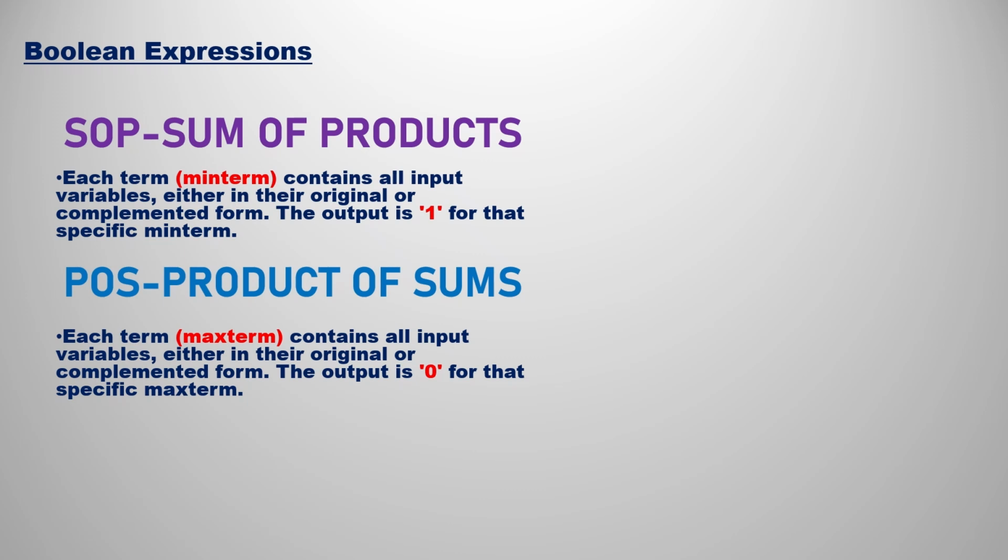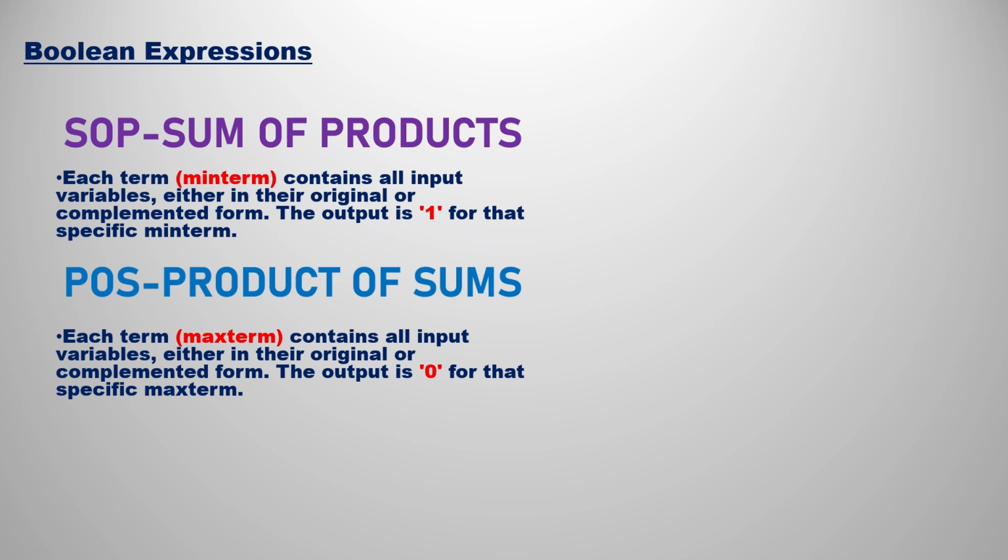Before understanding SOP and POS directly with the help of truth tables, let's see the definition first. The definition of SOP says each term, called a minterm, contains all input variables either in their original or complemented form. The output is 1 for that specific minterm. If you don't understand, no problem, we are going to discuss what is meant by minterm and why we represent 1 with the help of minterm in the upcoming part.